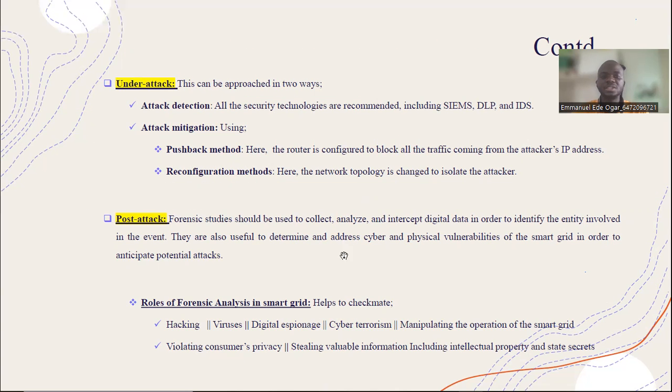The next phase is the post-attack phase. After the event of an attack, it is recommended that forensic studies should be carried out to analyze, understand, and intercept digital data in order to identify the entities that were involved in the attack and probably locate where the attacker's IP is located. The role of forensic analysis in smart grid is that it helps to checkmate hacking activities. It helps to also detect intrusion, data espionage, violating consumers' properties, and stealing valuable information, including intellectual property and state secrets.